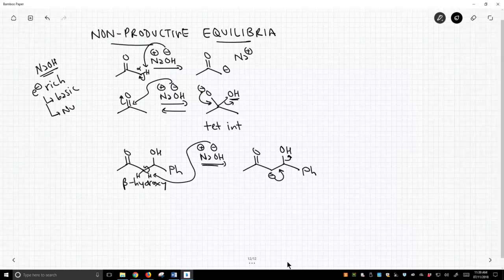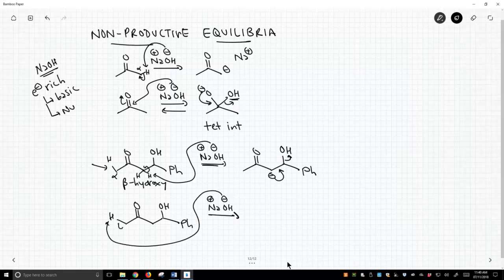But how does our base, sodium hydroxide, know not to deprotonate on this side of the molecule? That's also an alpha hydrogen. Well, as it turns out, it doesn't. And sodium hydroxide will indeed deprotonate at that position. Whatever our base is, I've written hydroxide, so it'll deprotonate that alpha carbon, and we will make a new enolate over here.